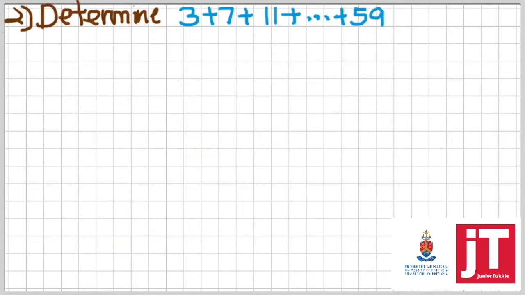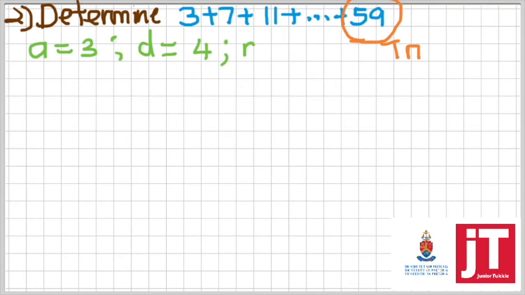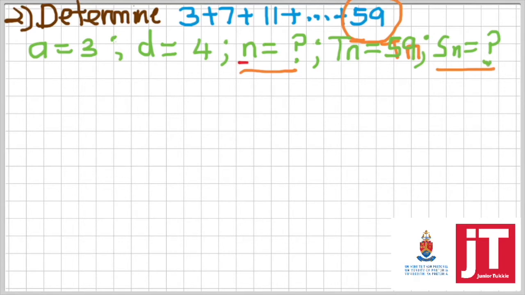The next question says, determine 3 plus 7 plus 11 plus up to 59. Important to realize that we are given the last term, which represents our Tn. So that 59 represents our Tn, our last term. Your a is 3, your d is 4, your n is unknown. We're looking for n. Our Tn as stated is 59, and obviously our Sn is also unknown. So we've got two unknowns here: our n is unknown and our Sn is unknown.